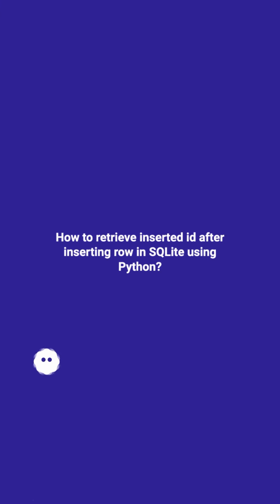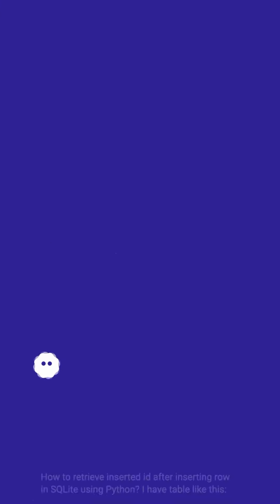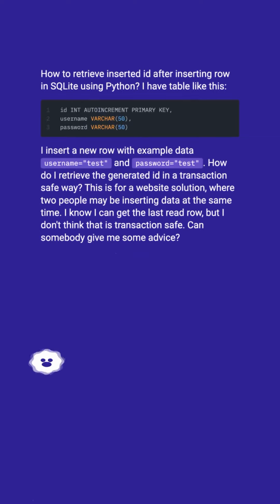How to retrieve inserted ID after inserting row in SQLite using Python. I have a table like this.